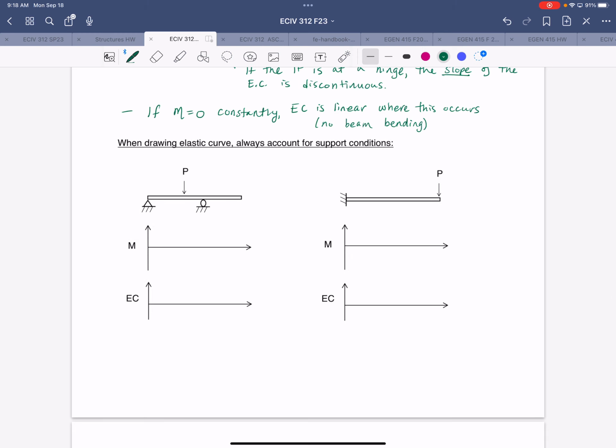If we have a simple beam with an overhang and a point load between the supports, our moment diagram will look something like this. Not curved. All right, so our moment diagram will look something like that.